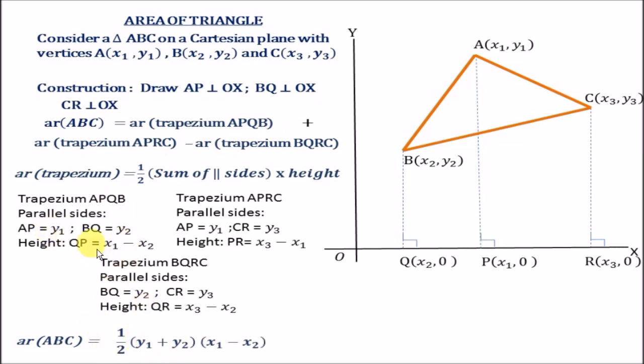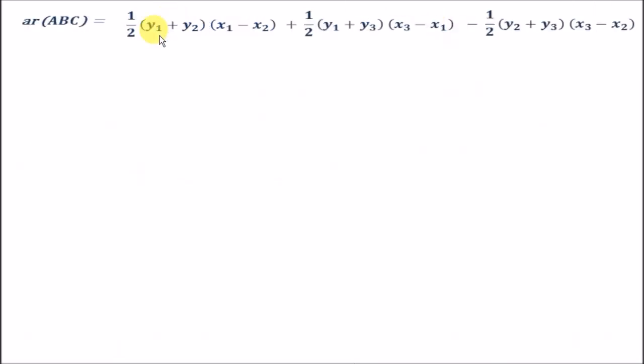into height x1 minus x2, plus area of trapezium APRC, half into sum of parallel sides, y1 plus y3 into height x3 minus x1, minus area of trapezium BQRC, half into sum of parallel sides, y2 plus y3 into x3 minus x2. Now we simply need to simplify in order to derive the formula of area of triangle.